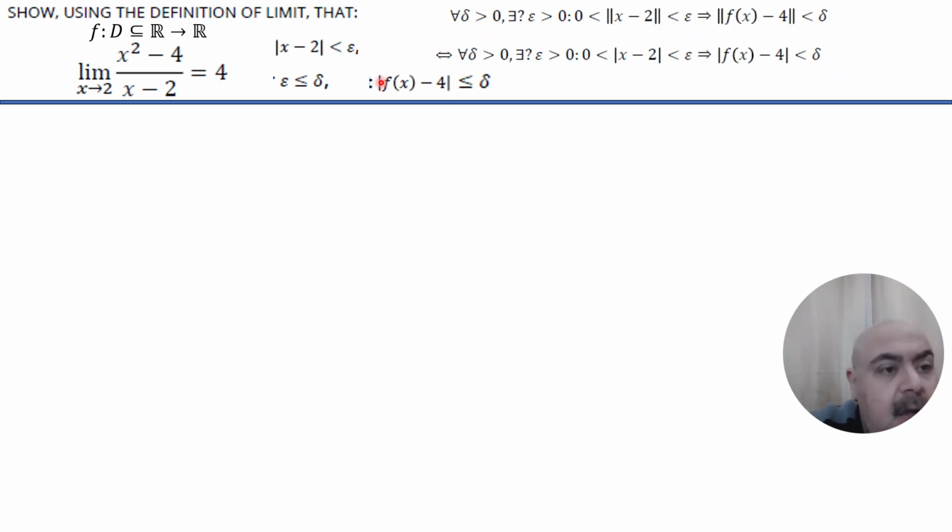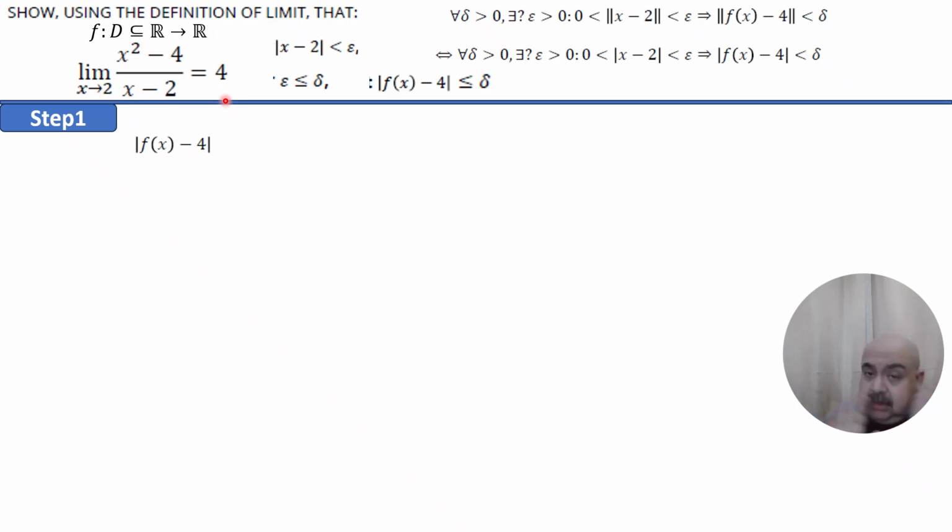Before we start, I want you to keep in mind, I usually do it this way. If you move near to x, it's going to be x minus 2 less than epsilon. And I know directly that epsilon is less than or equal to delta. And I want to see f of x minus 4 less than or equal to delta, as we will see. I will start from this guy. So step number one, I will get f of x minus 4. I'm checking if this limit is equal to 4. This is actually what we are doing.